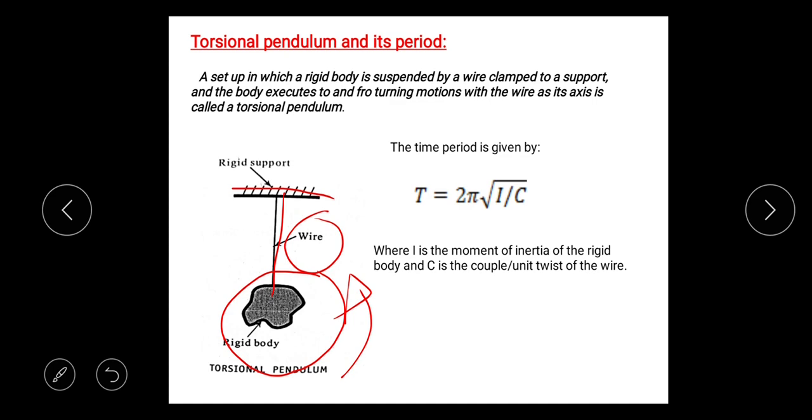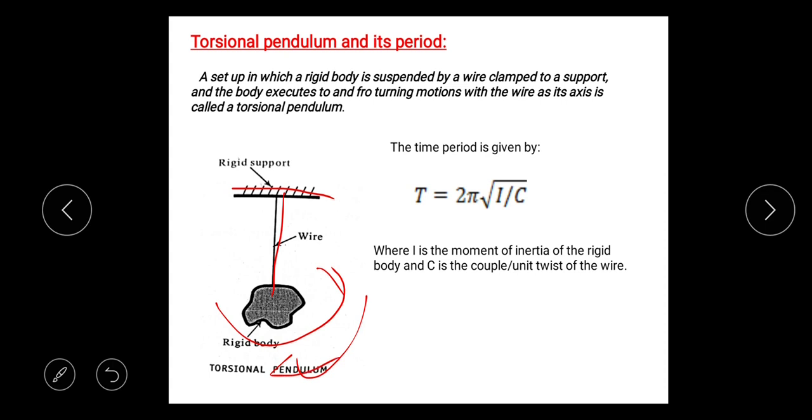When the body is let free, then because of the elasticity of the material of the wire, it undergoes regular to and fro turning motion. That body undergoes to and fro motion like this. It rotates, and the to and fro motion will be there around the wire as its axis. Such types of oscillation are called torsional oscillations, and the setup is called a torsional pendulum.